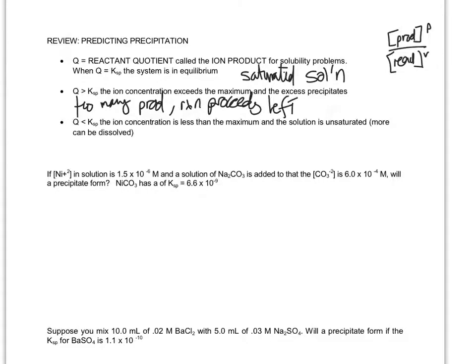And if it's proceeding to the left, remember you have your solid going to your aqueous ions. So if you have too many products, it's going to shift to the left to make more of the solid, and therefore it's going to precipitate. So a precipitate forms.